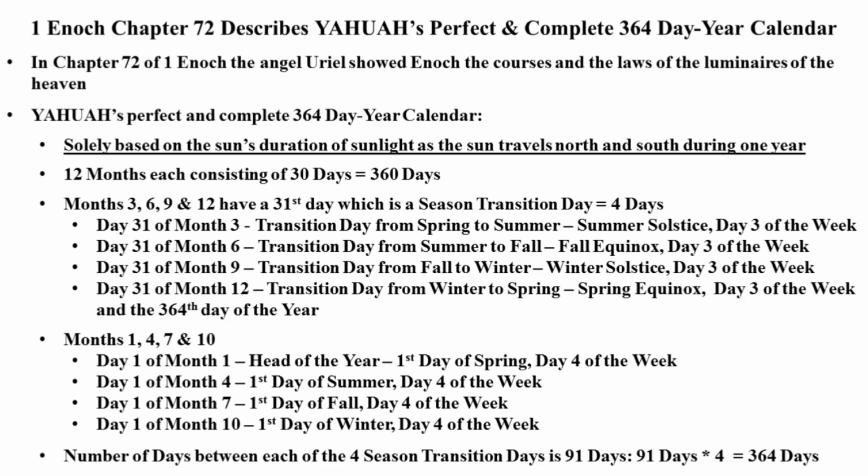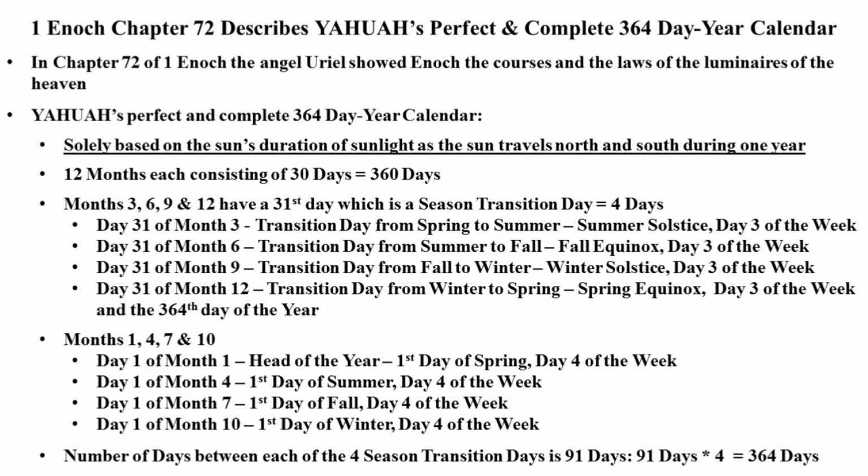The first day of months 1, 4, 7, and 10 begin each season of the year. Day 1 of month 1 is the head of the year, first day of spring, and day 4 of the week. Day 1 of month 4 is the first day of summer and day 4 of the week. Day 1 of month 7 is the first day of fall and day 4 of the week. Day 1 of month 10 is the first day of winter and day 4 of the week.